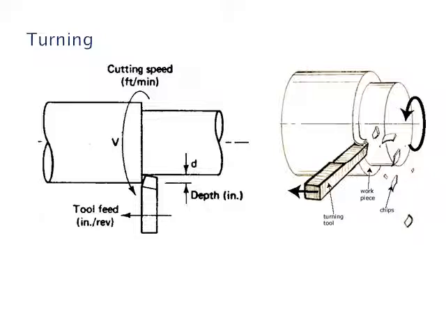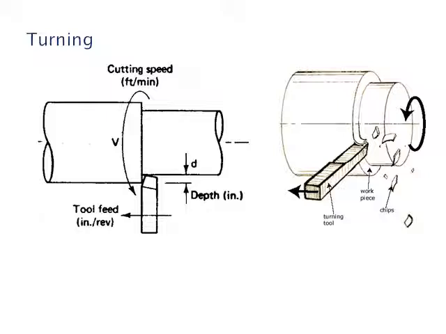At that time the tool is moving parallel to the axis of rotation of the workpiece in this direction. Feed, depth of cut, and rotational velocity of the workpiece are the important parameters. These parameters are very important, and turning means to reduce the given diameter.